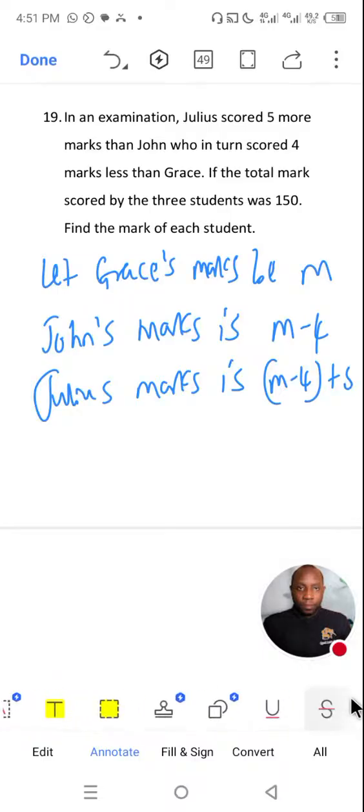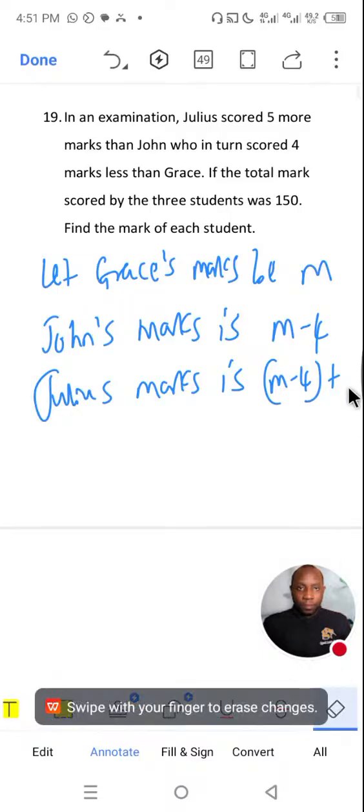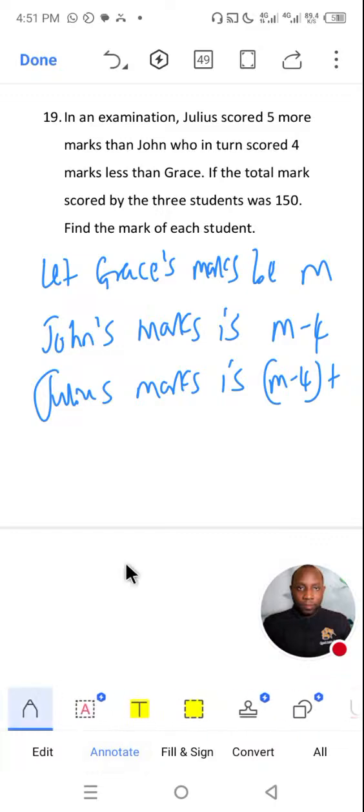Let me write this 5. Why is the 5 not writing? What's going on with you, 5? Okay, I'm going to rewrite this again. So 5.